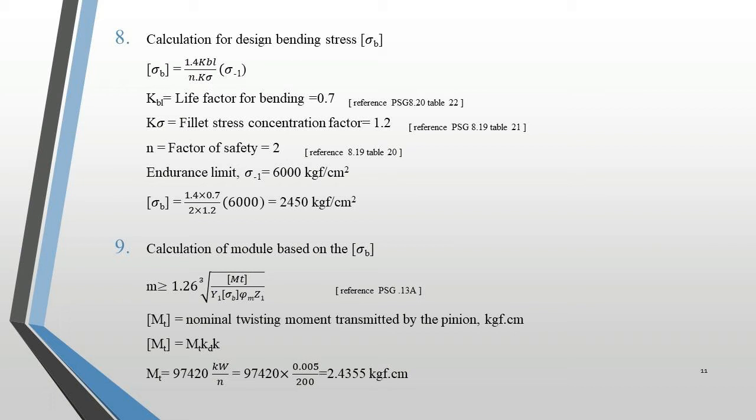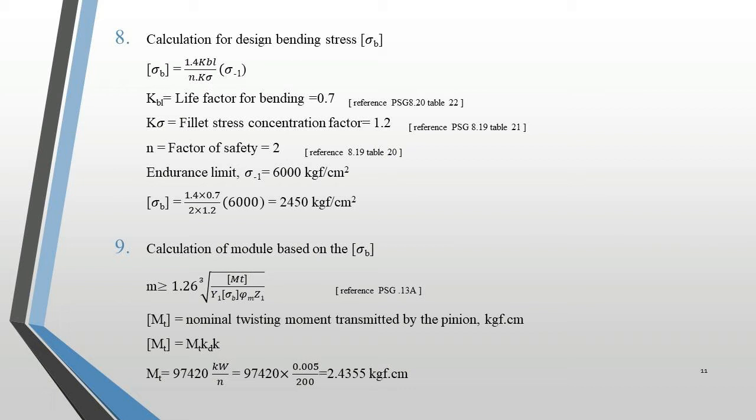Now K sigma is the fillet stress concentration factor, which is 1.2, again from 8.19 and table 21 of PSG. And factor of safety, that is n, is equal to 2, that is 8.19 and table 20 of PSG. Now endurance limit is 6000 kgf per centimeter square, and now design bending stress is equal to 1.4 into 0.7 upon 2 into 1.2 into 6000, that is equal to 2450 kgf per centimeter square.